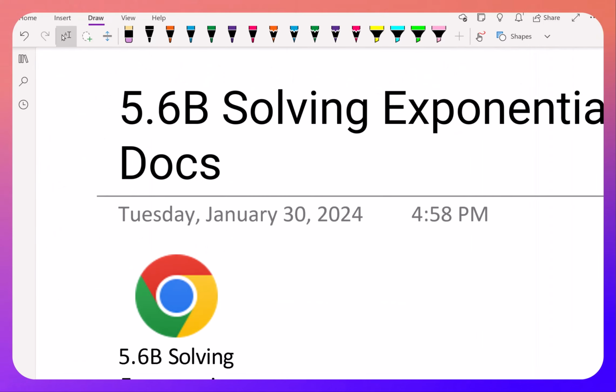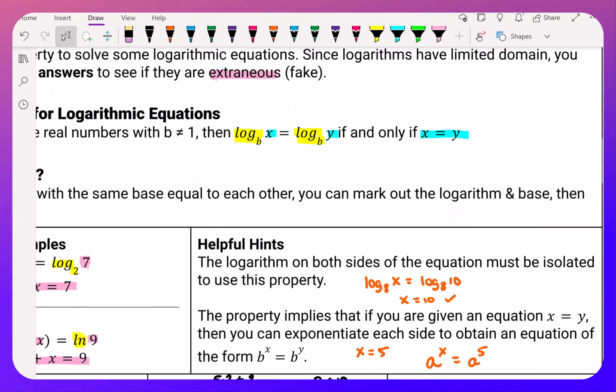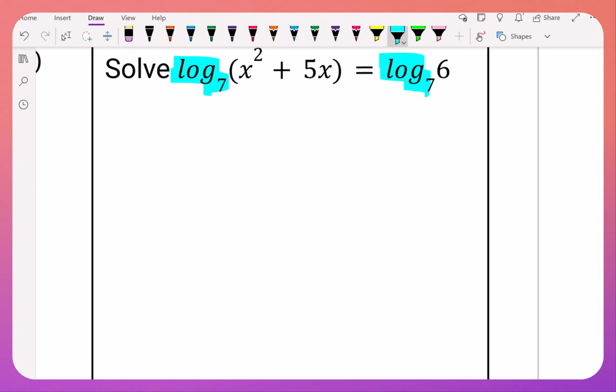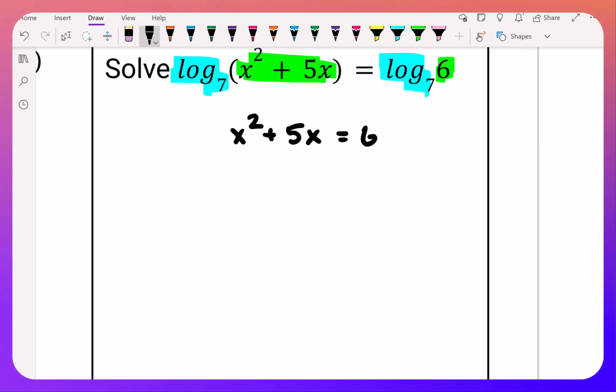Okay, well, if I can get this to not bounce around, we'll be good. Okay, so if you look on the left-hand side, I have log base 7. And I have log base 7. So everything else that's part of the logarithm is going to wind up being equal to each other. So I'm going to write x squared plus 5x equals 6.